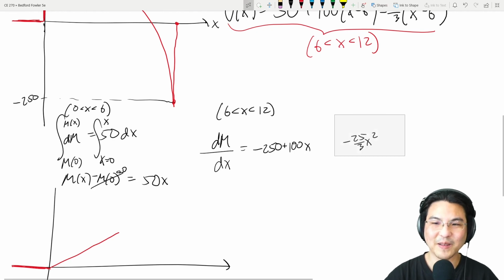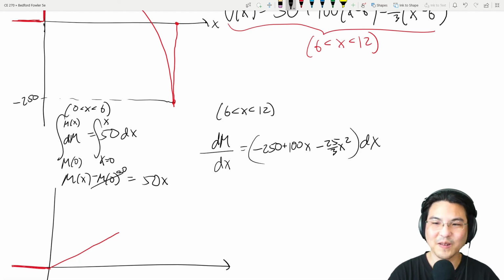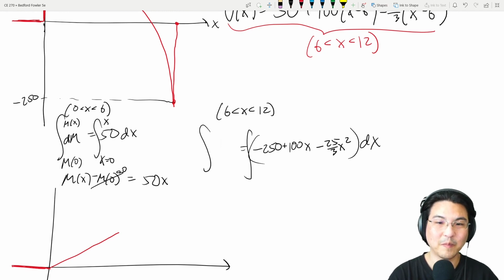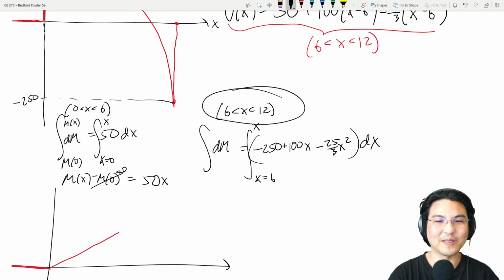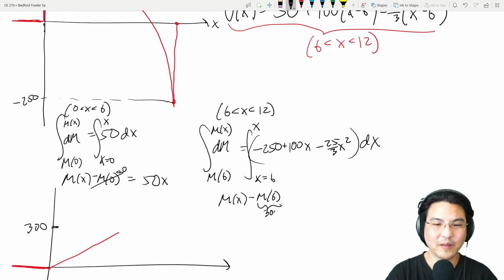Okay. And then, how do you solve for M? Move dx over here, and then you can integrate both sides from x equals 6 to some other x between 6 and 12. This is M at x equal to 6. Okay, so then the function, oh, and what is M at 6? At x equal to 6, this has got to be 300, right? From here? So this is 300, right? And then just integrate all that.